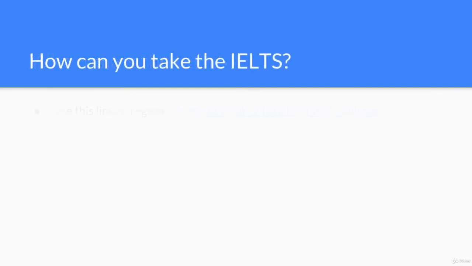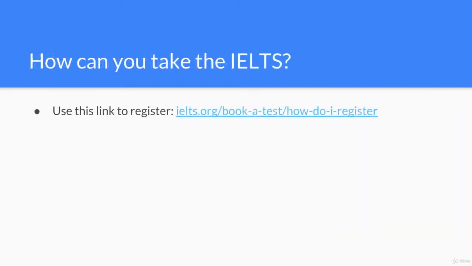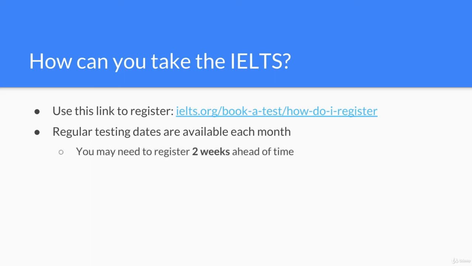How can you take the IELTS? Well, first you have to register. You can do so by using the provided link. Next, you have to select which date you want to take the test in. Testing dates are available each month, so you shouldn't have a problem finding a date that works for you. Keep in mind, however, that in some testing centers, you may need to register 2 weeks ahead of time.